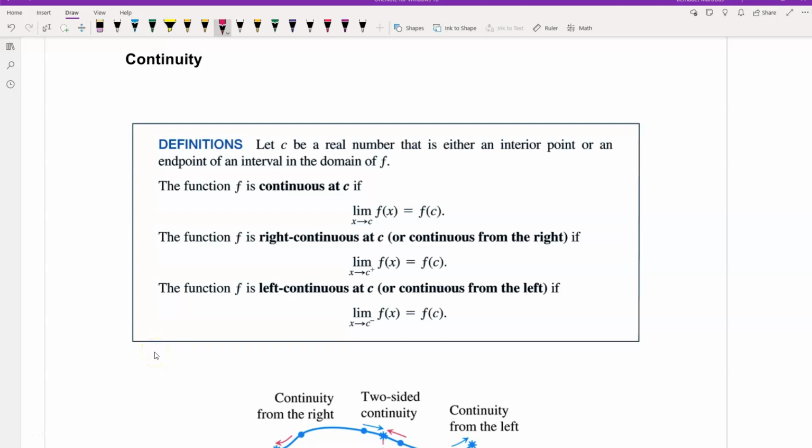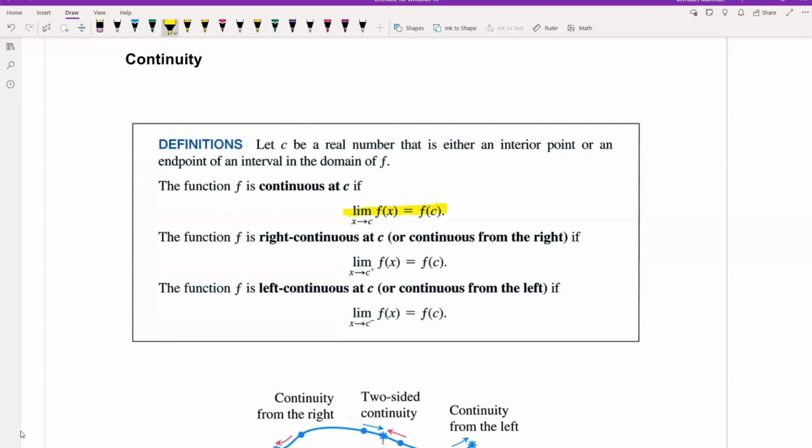Here on this section we have continuity definitions. Let c be a real number that is either an interior point or an endpoint of an interval in the domain of f. The function f is continuous at c if the limit of f of x as x approaches c is equal to f of c.